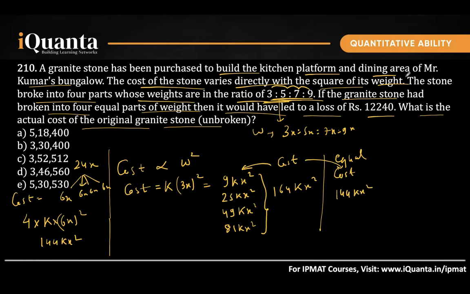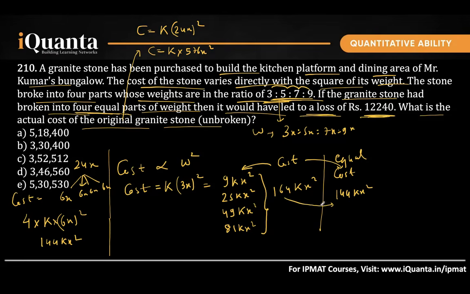Now, what does it say? If it had broken into four equal parts of the weight, then it would have led to a loss of this much. What is the actual cost of the original granite stone unbroken? So the cost of the original unbroken granite stone will be equal to k times 24x square. So k times 24x square is 576k x square. We need to find out the values of these. I know that there's a loss of this much.